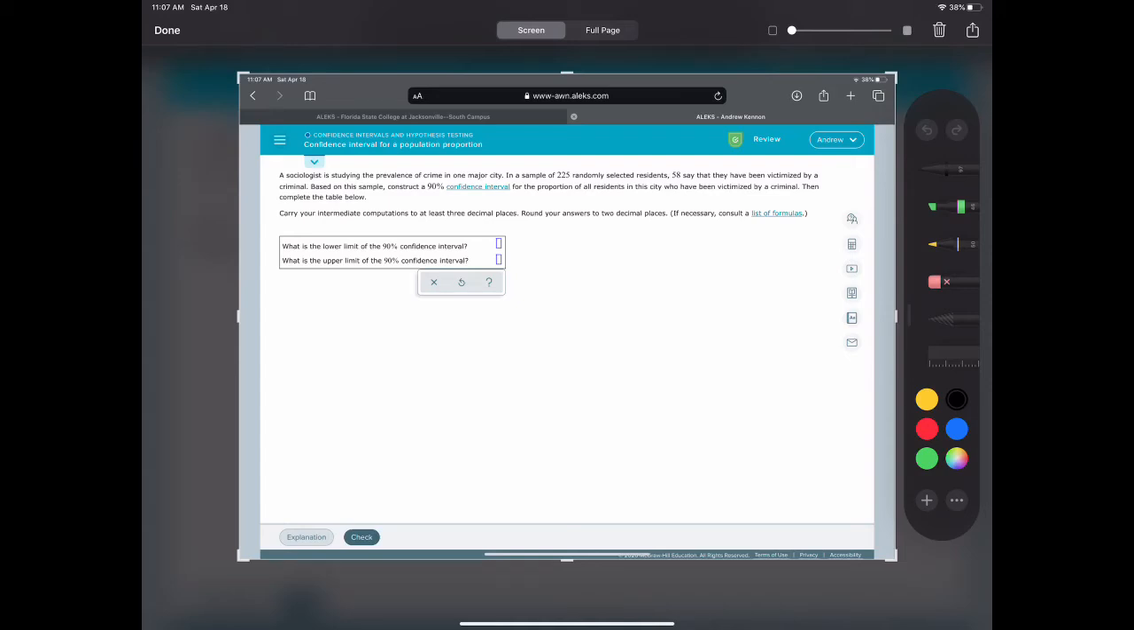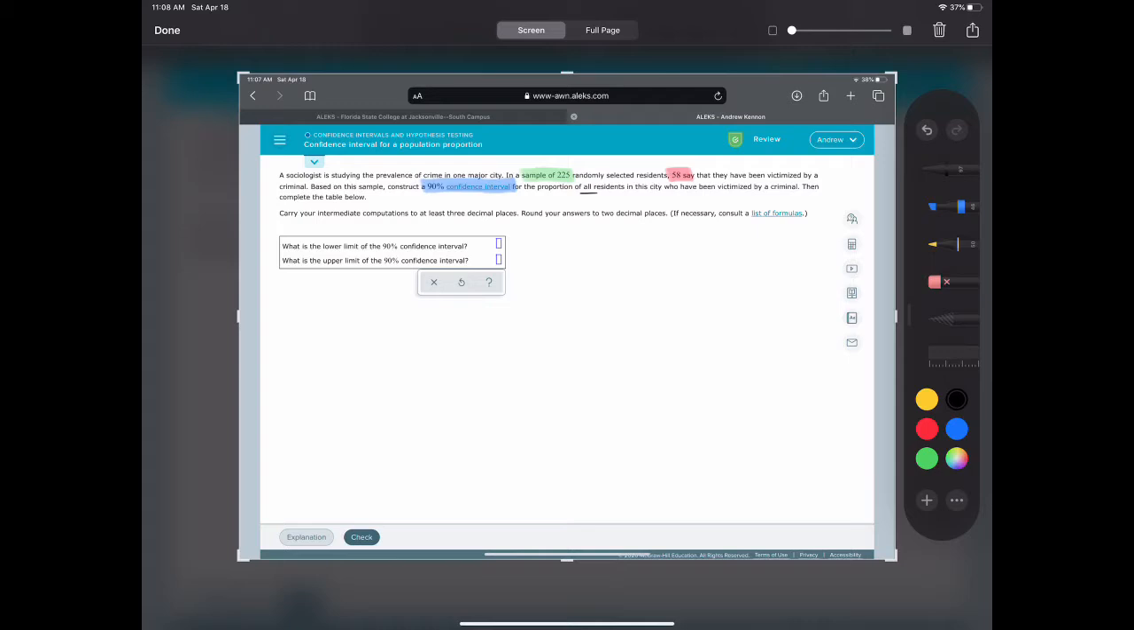Confidence interval for a population proportion. A sociologist is studying the prevalence of crime in one major city. In a sample of 225 randomly selected residents, 58 say that they have been victimized by a criminal. Based on the sample, construct a 90% confidence interval for the proportion of all residents in the city who have been victimized by a criminal. Then complete the table below.